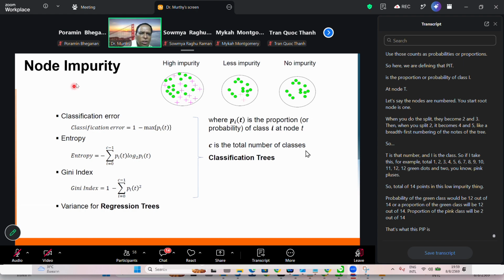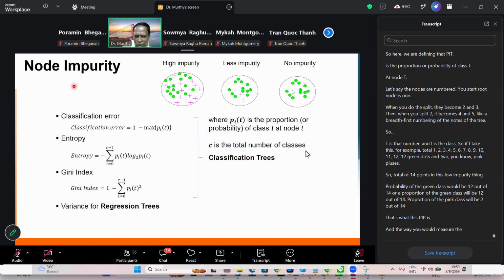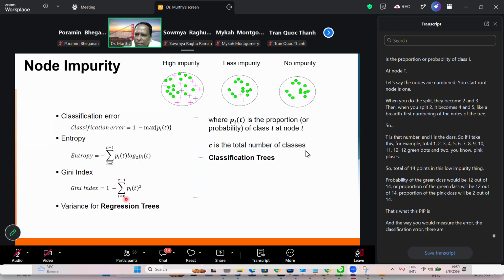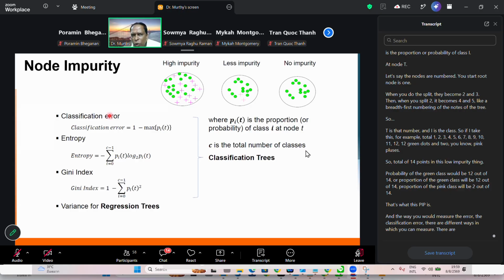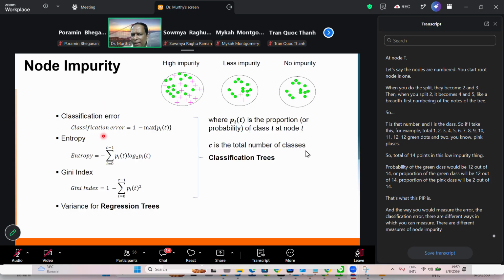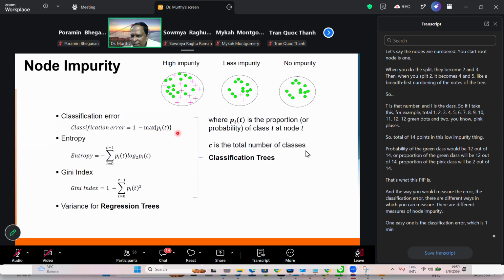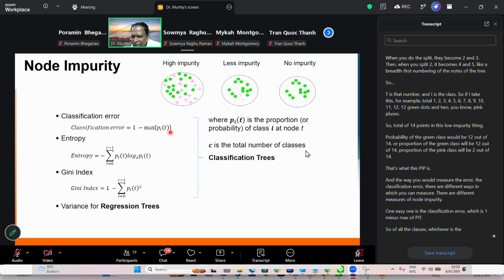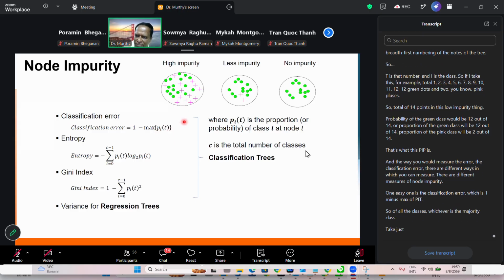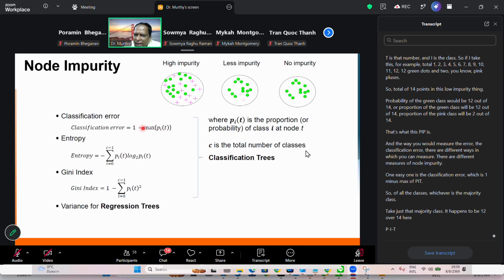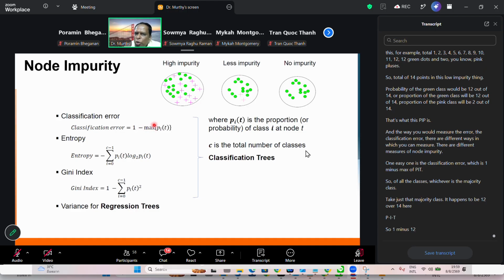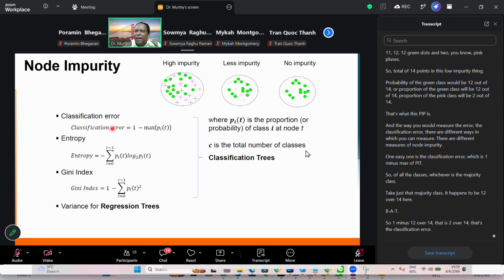And the way you would measure the classification error, there are different ways in which you can measure. There are different measures of node impurity. One easy one is the classification error, which is 1 minus max of PIT. So of all the classes, whichever is the majority class, take just that majority class. It happens to be 12 over 14 here, PIT. So 1 minus 12 over 14, that is 2 over 14. That's the classification error. So you're essentially adding up all the minority classes.